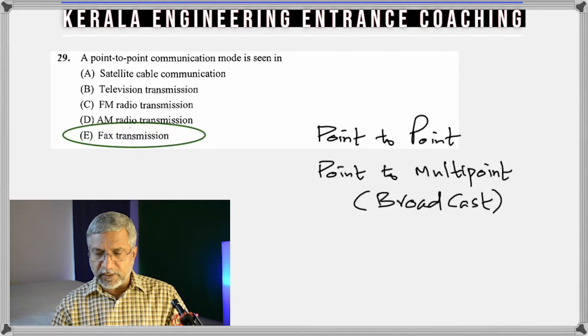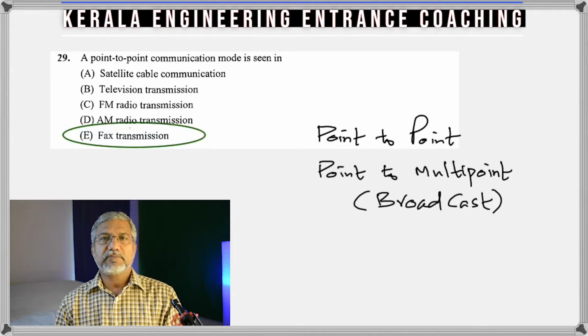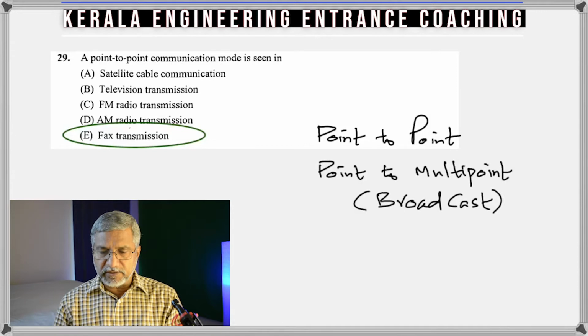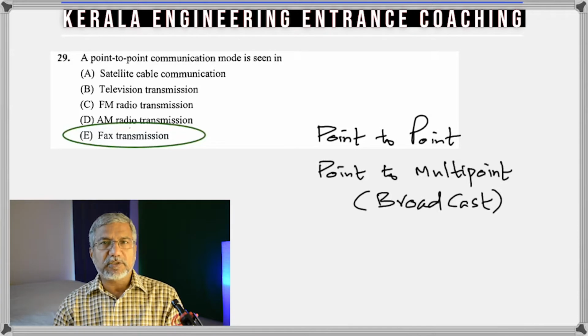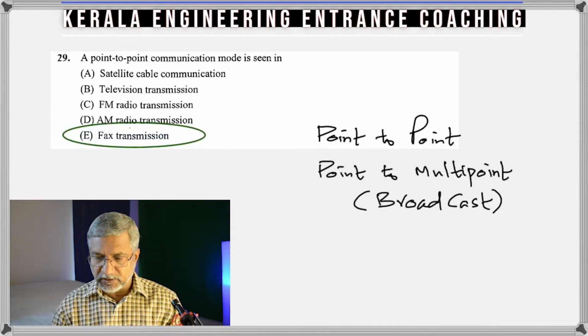So there are two types, point-to-point. Fax is obviously point-to-point, and the others are point-to-multipoint. From one point to many points. That's also called the broadcast network.